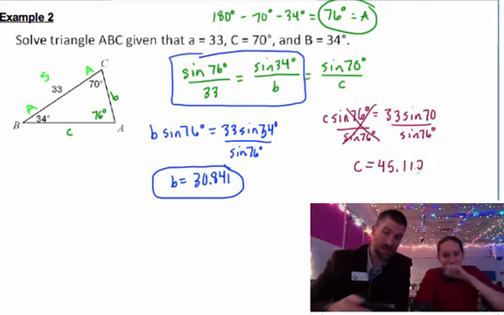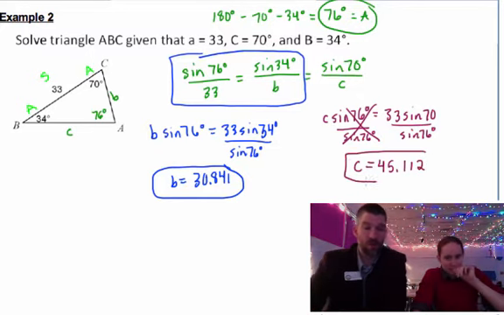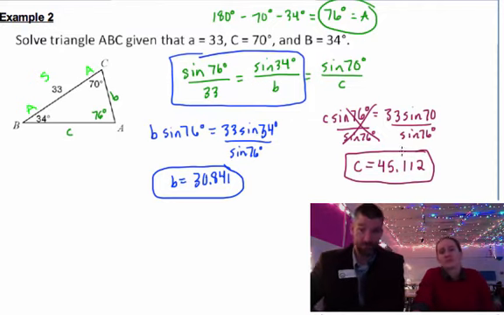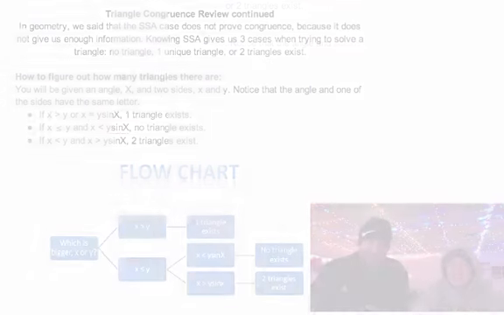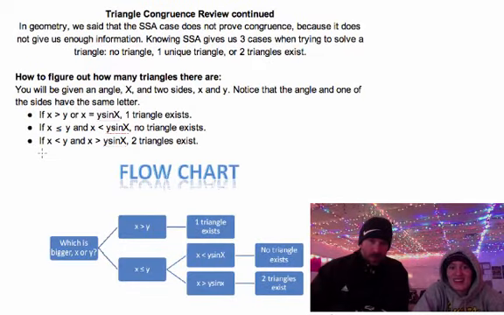Come on, snow. So I get 45.112, and that's all you're going to get on that one. Yeah, 45.112. We got A, we got B, we got C, we're done. Yay!